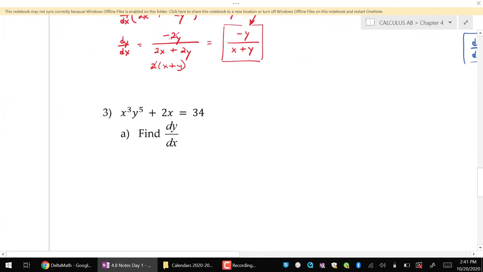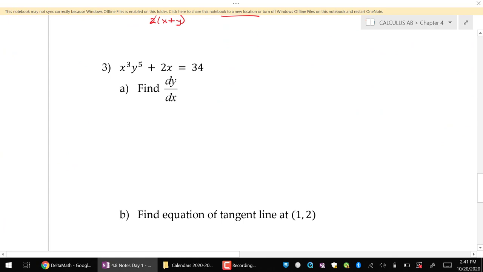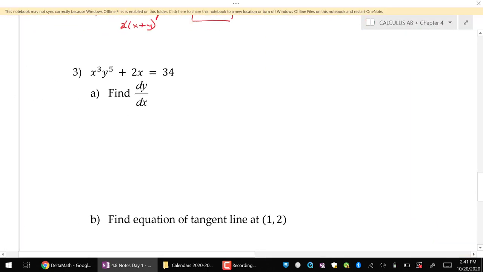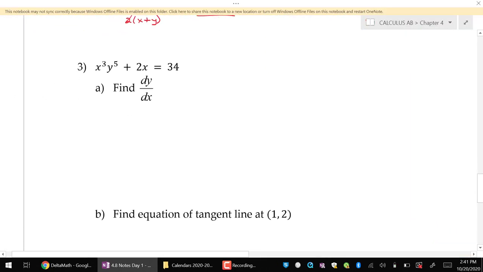Number 3. Feel free to pause the video and try this one on your own. See if you can get that one right. And I'll try my best to work this one out a little bit quicker. Let's find the derivative. Another product rule here to begin with. So find dy dx. Let's begin.